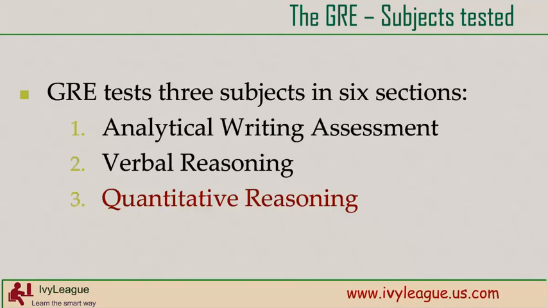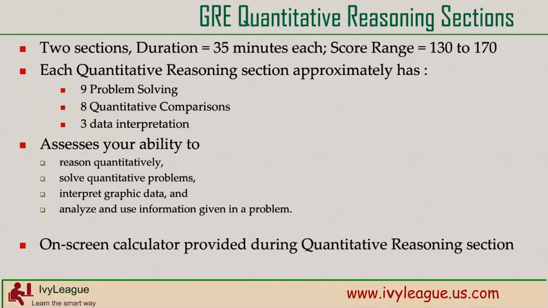The third subject tested on the GRE is quantitative reasoning. GRE has two sections of quantitative reasoning. Each quantitative reasoning section is for a duration of 35 minutes. In quantitative reasoning sections, scores range from 130 to 170 in 1-point increments.